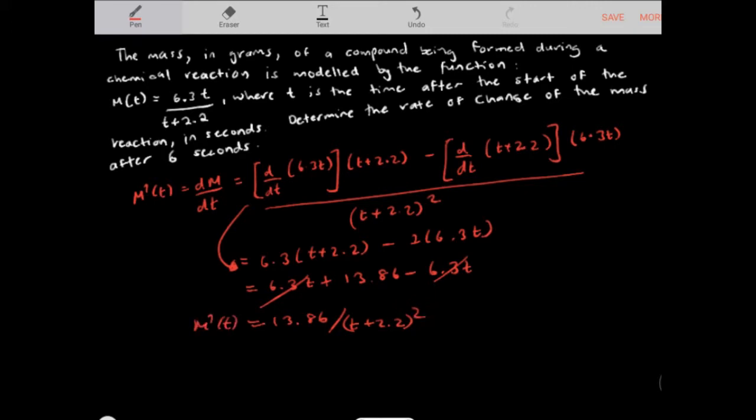Okay, so this is basically m prime of t, right? So it's the rate of change of the mass. Now we want to figure out the rate of change of the mass after 6 seconds. So we're doing m prime of 6, which is 13.86 divided by 6 plus 2.2 squared, and that's going to give you 0.206. Okay, so this is the rate of change of the mass after the 6 second mark. It's 0.206 grams.